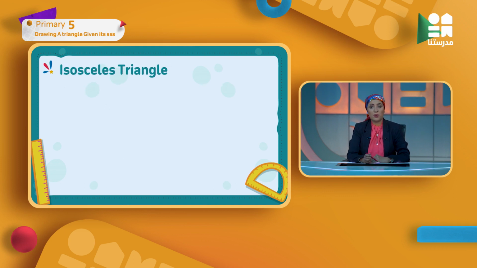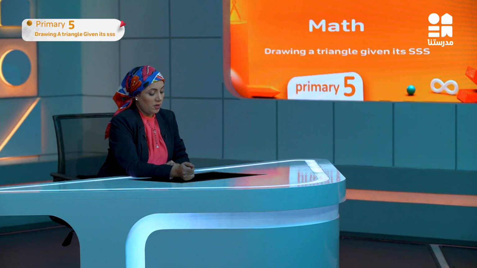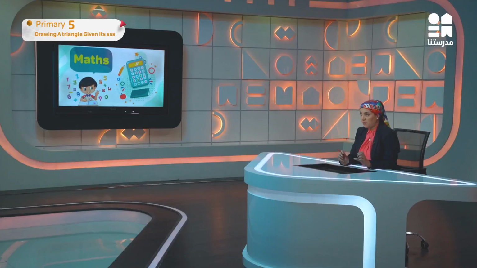Now let's move to the other one, the isosceles triangle. Only two of its sides are equal. So here as we see, AC and AB are equal to each other. And of course, when I have an isosceles triangle, since two of its sides are equal, the two angles at those two sides are also equal.